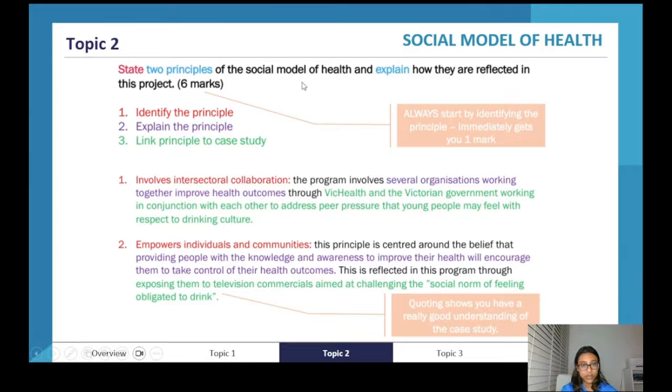So we've got: state two principles of the social model of health, and explain how they are reflected in this project, as a practice question. Don't look at the answers, guys. Don't look at the answer. Try it for yourself first. But it's probably too late now. But it's never too late, guys. Try it yourself and then have a look.